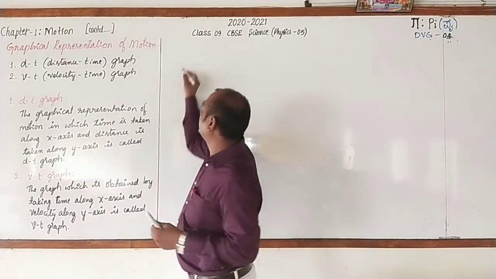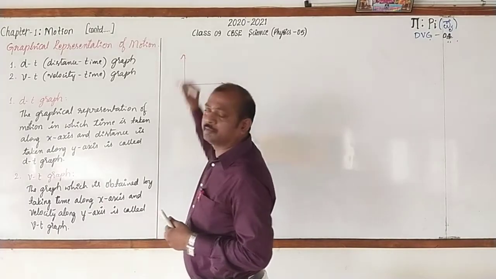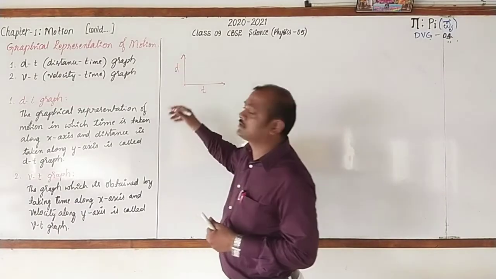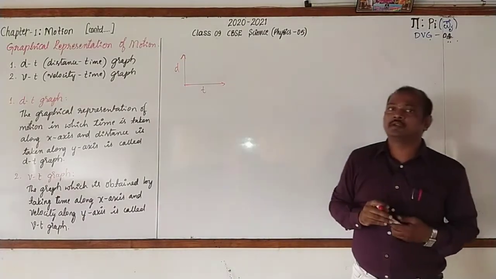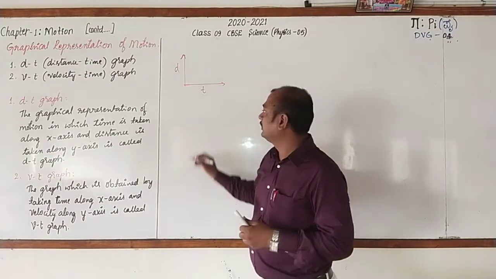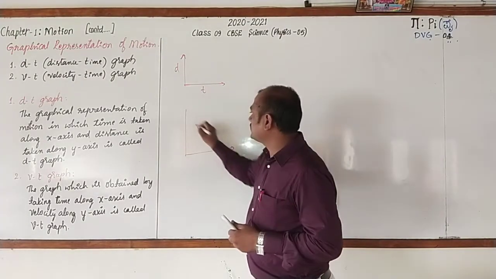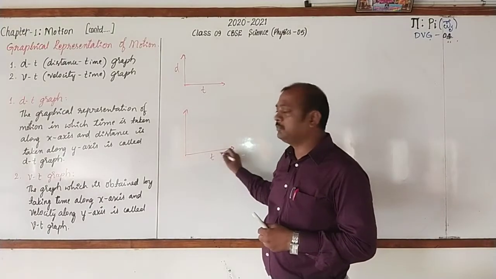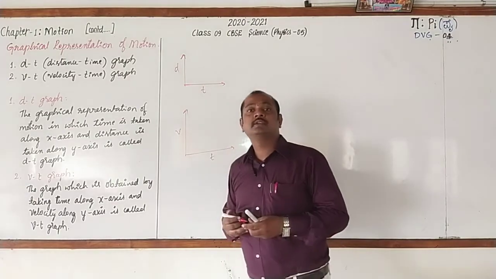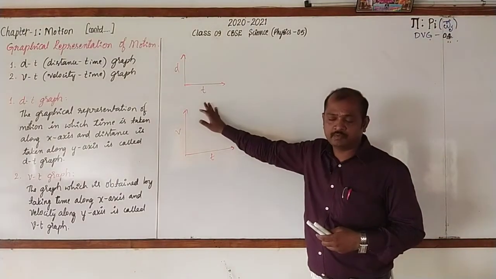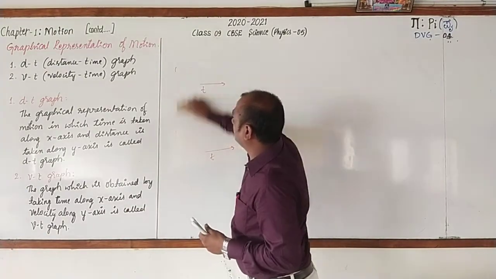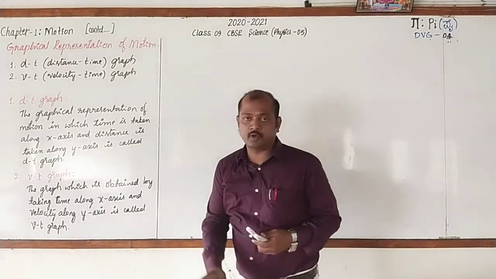Just to recall, a graph which is obtained by taking time along the x-axis and distance along the y-axis is called a distance-time graph. Clear? Next, the graph which is obtained by taking time along the x-axis and velocity along the y-axis is called a v-t graph. So I have written the definitions of these two. You will have to copy them later. Afterwards I will give you time for copying that.